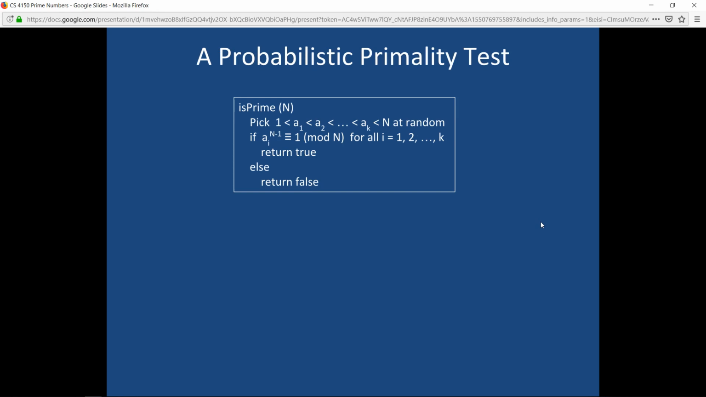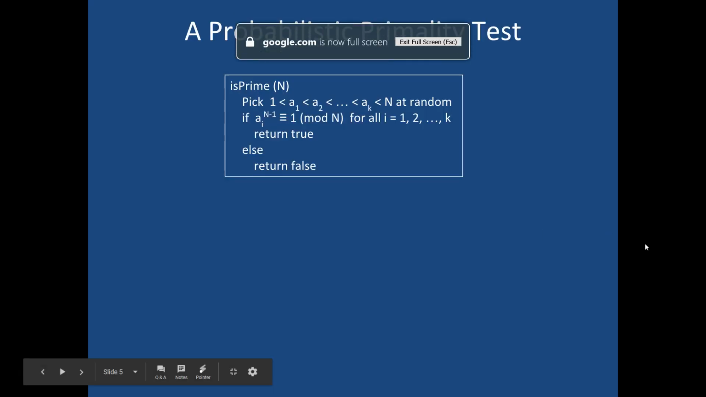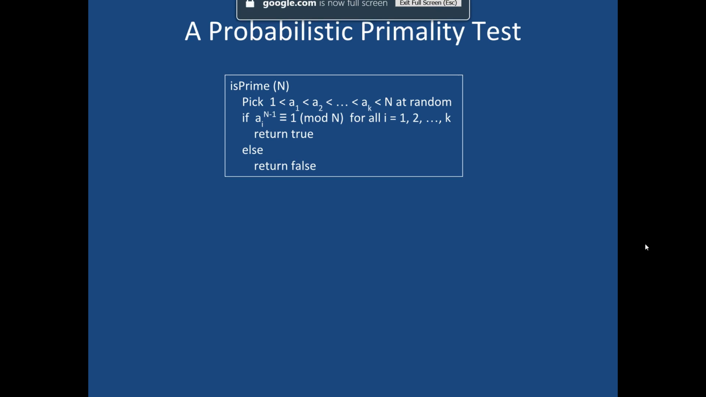Okay. So here is our probabilistic primality test, and again, it's not dealing with Carmichael numbers. That's another elaboration. This is going to be good enough for us. We pick a number at random. We do the test. We pick k numbers at random. We do the test. If they all give us 1 back, we return true, otherwise we return false.